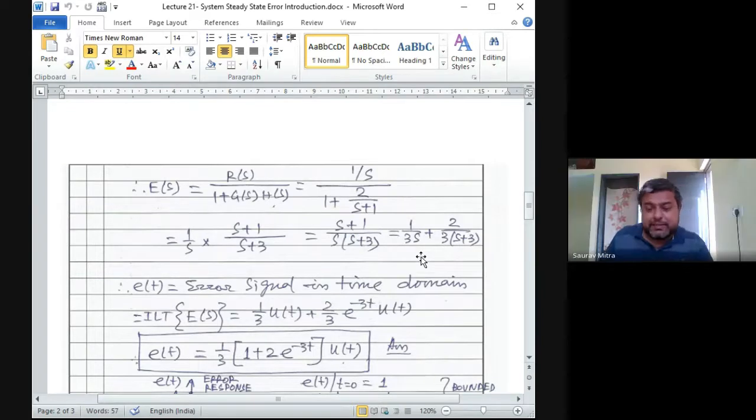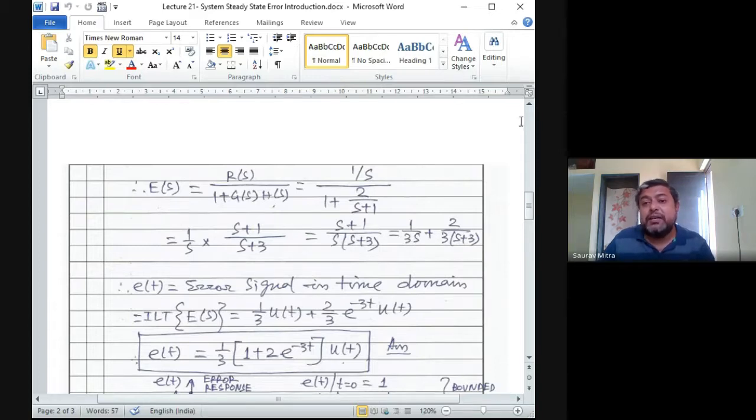So sE(s), that is the one step you have to do. As soon as you do sE(s), you are finding 1 by 3 plus 2s by 3 into (s plus 3), and then substitute s tends to 0. If you are doing that, only the 1 by 3 will remain. And what is that 1 by 3 called? 1 by 3 is called the steady state error.